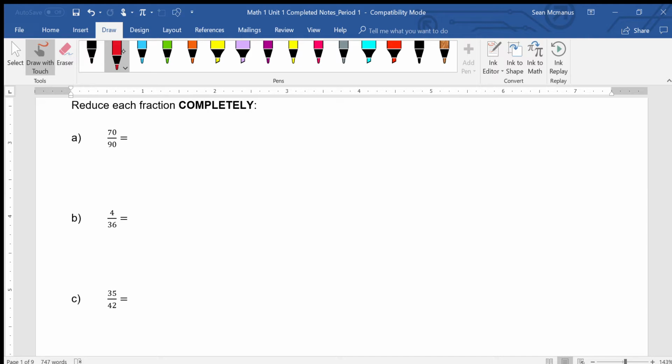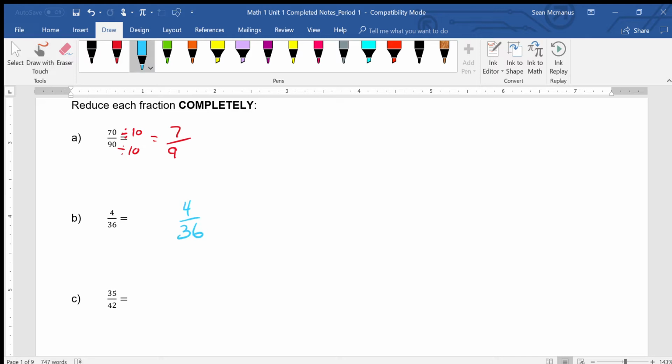So here 70 and 90, right? The largest thing that goes into both is 10. So if I divide each of those by 10, 70 divided by 10 is 7, and 90 divided by 10 is 9. I'm going to write these a little bit bigger because 10 is a little too big for that small part.